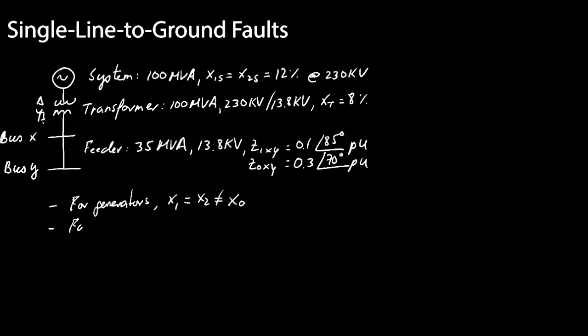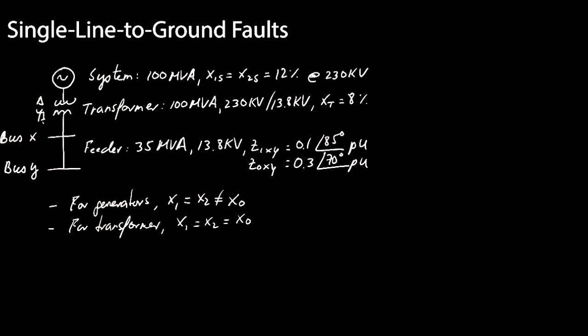Now for transformers, X_T, or actually let me write it as X1, the positive sequence impedance is going to be the same as the negative sequence impedance, which is going to be the same as the zero sequence impedance. In other words, the impedance that we're going to be using for a transformer in the positive, the negative, and the zero sequence networks is going to be the same.